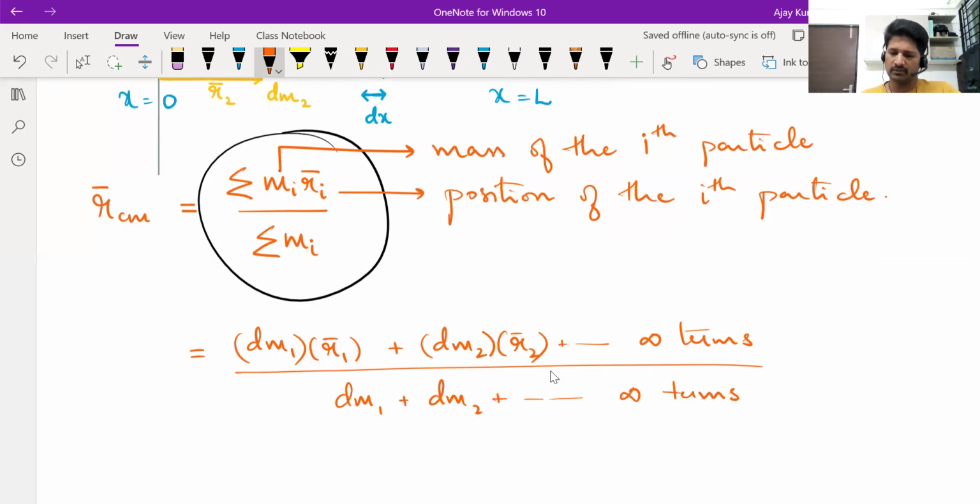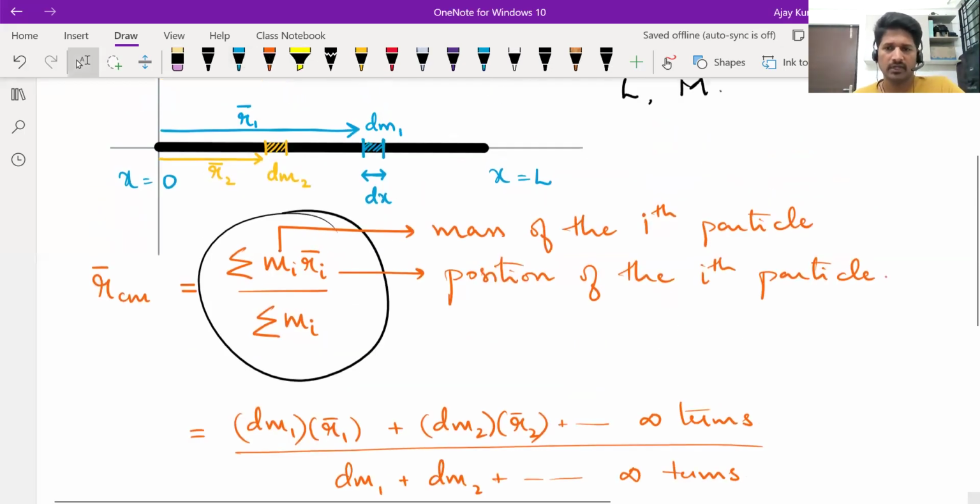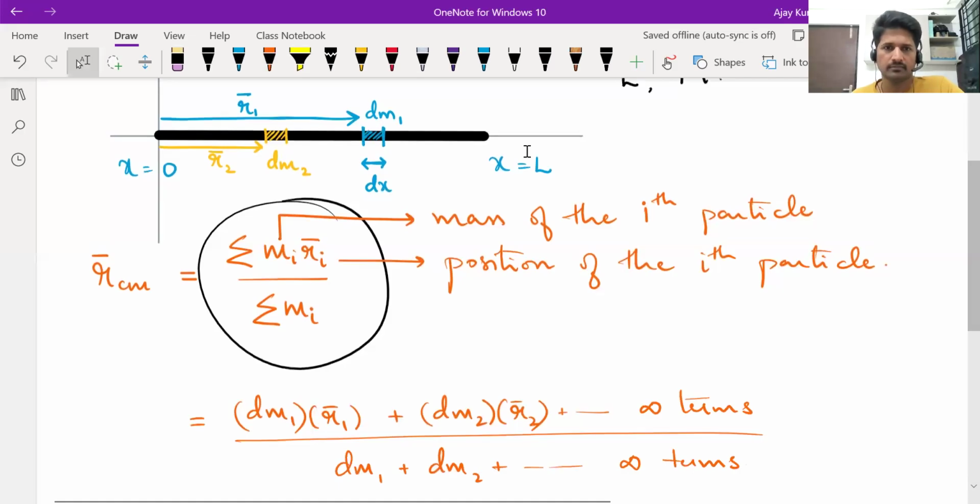Can one of you tell me the meaning of dm? What does dm mean? Mass of that elemental part. Mass of the small element that we have taken. How much could it be? Will you be able to specify its mass?